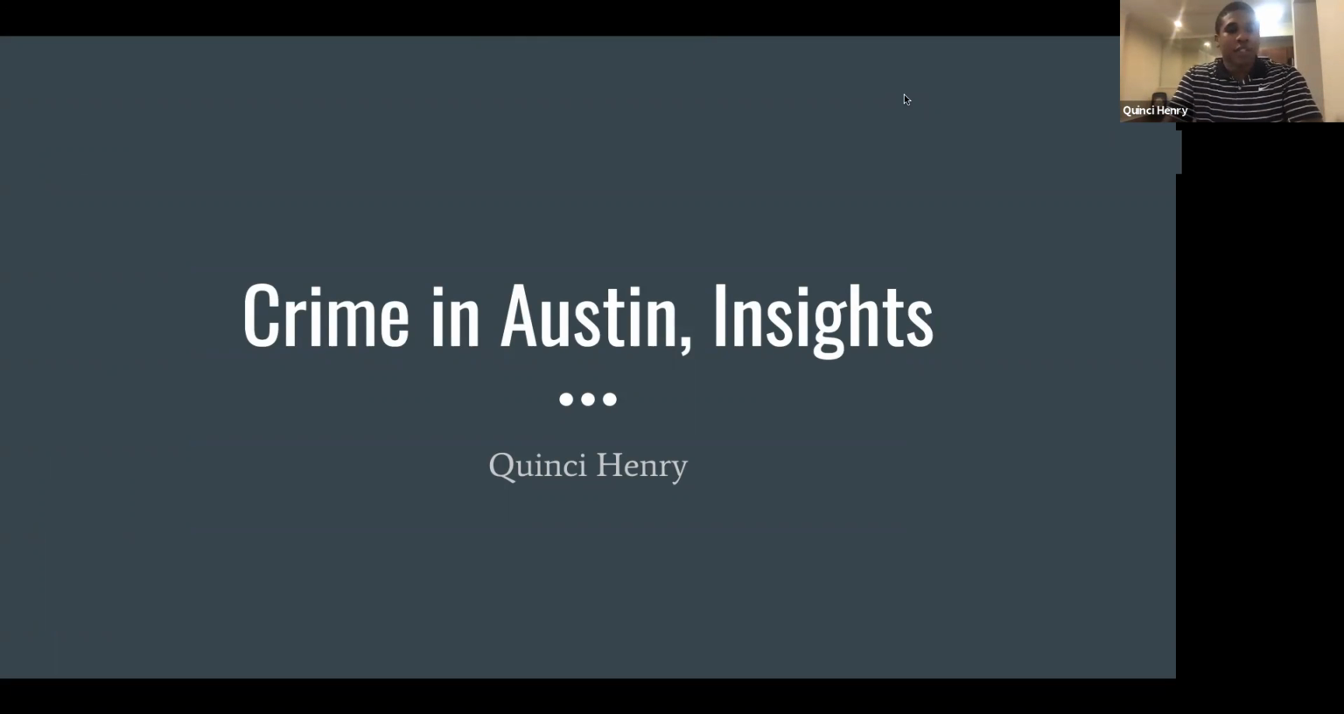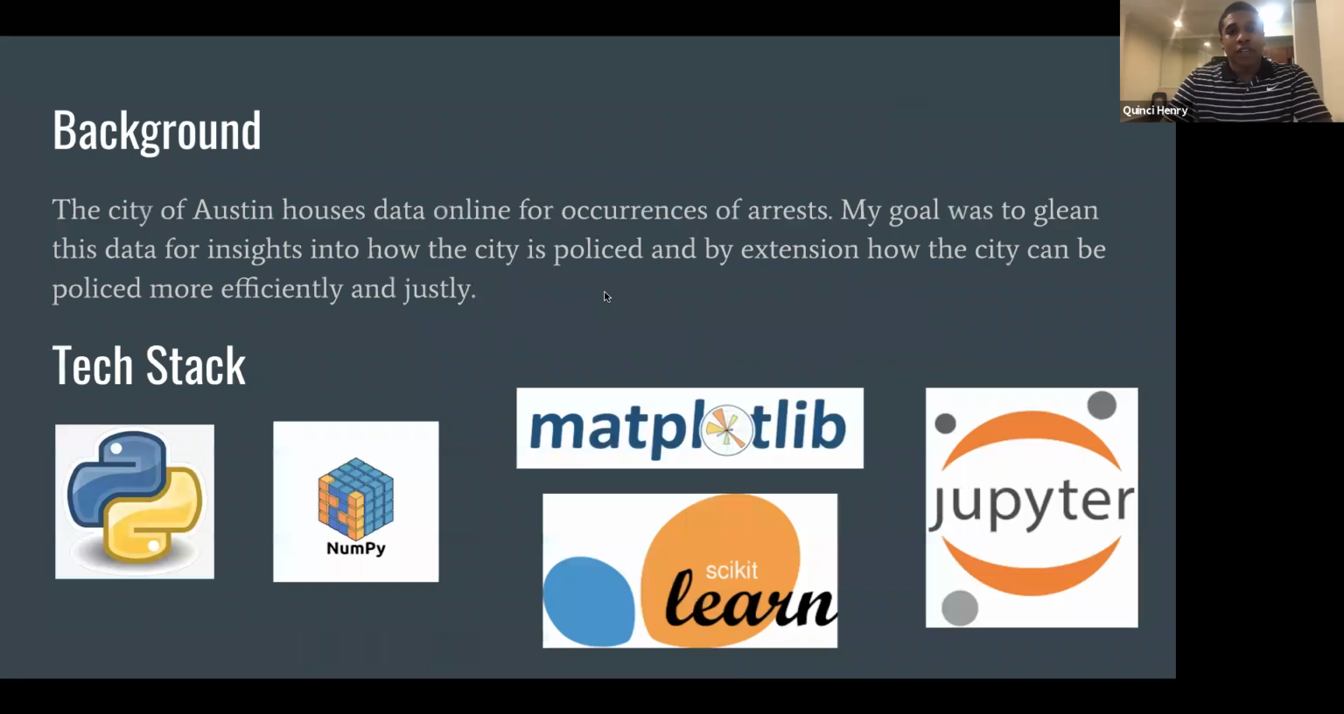I did a project this last week on crime in Austin, Texas, to fulfill my obligations for Galvanize Data Science. I wanted to get a project that encapsulated a lot of the things I learned, and I thought that the crime data set was a good way to do so. So the goal of this is to try to make forecasting better for police jurisdictions in terms of both efficiency and justice. And this is the tech stack I use: Python, NumPy, Matplotlib, sklearn, and Jupyter Notebook.